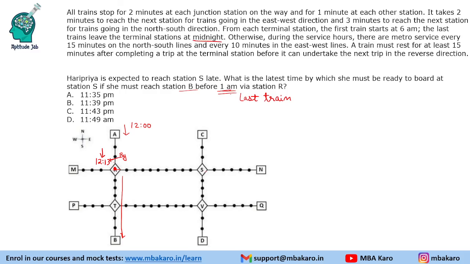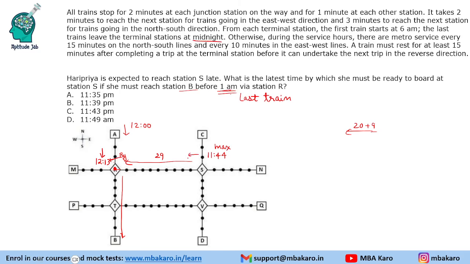Now, in order to reach station R from station S, let us find out the time that she will take. So there is 1, 2, 3, 4, 5, 6, 7, 8, 9, 10. This is the 10th station. So there are 20 minutes of travel time plus 9 minutes of hold time in between the stations. So she takes 29 minutes to reach here. So that means she should be leaving at max 11:44. Max 11:44 she should leave.